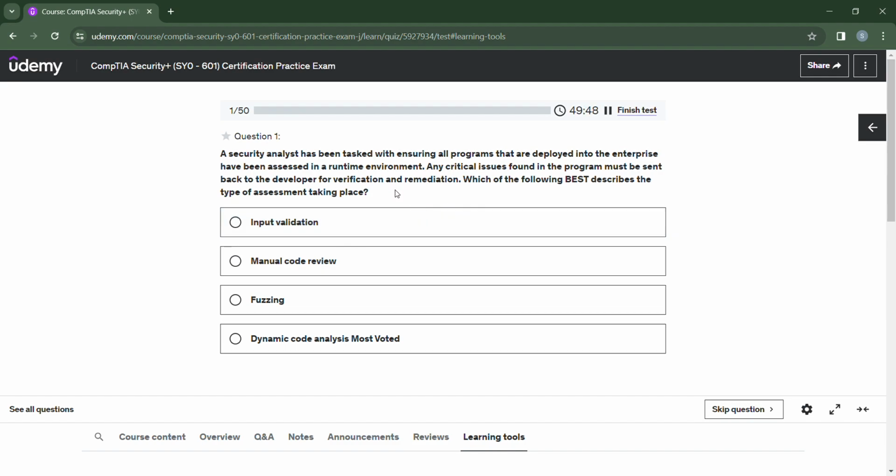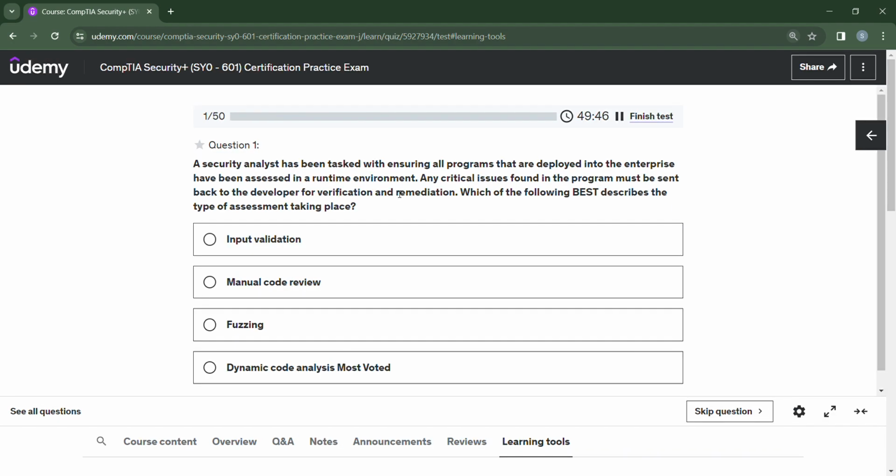Security analyst, let me just zoom in a little bit. Security analyst has been tasked with ensuring all programs that are deployed into the enterprise have been assessed in a runtime environment. Any critical issues found in the program must be sent back to the developer for verification and remediation. Which of the following best describes the type of assessment taking place? I'm going to go with dynamic code analysis.